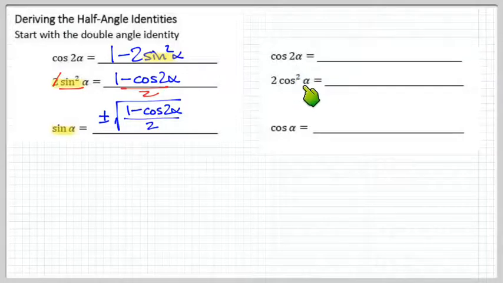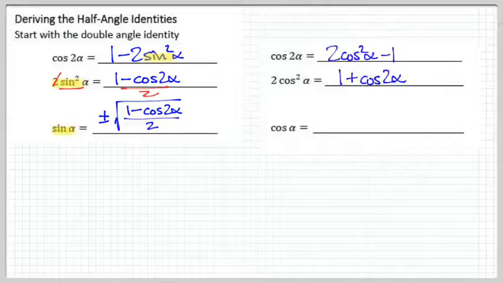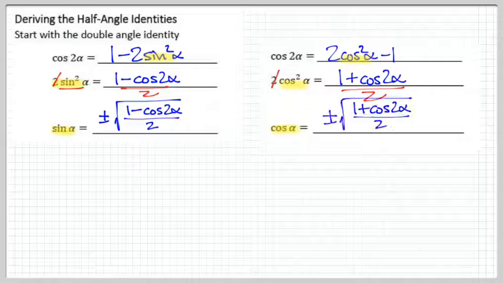For cosine alpha, we're going to express cosine 2 alpha in terms of cosine. So this is from the identity that we just covered. In this case, again, we're going to be solving for cosine alpha. We divide both sides here by 2, take the square root, not to forget the plus or minus sign again. So you notice that these two formulas are actually really similar. Only difference is this plus and minus sign here.